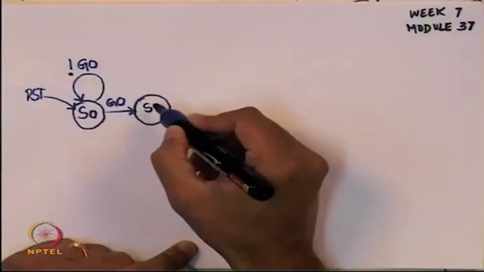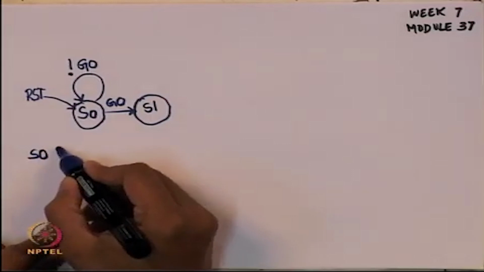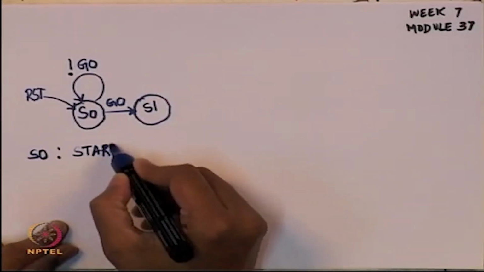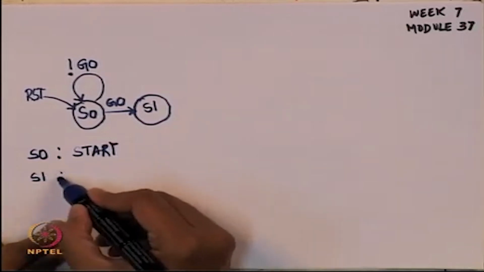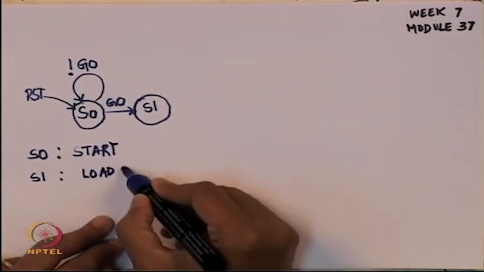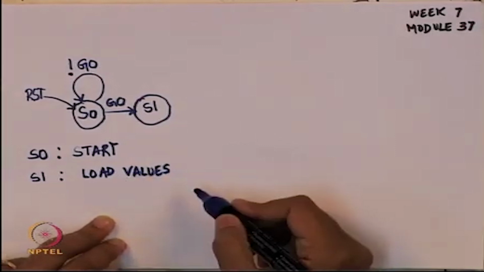So, what I am going to do is I am going to have this state called S1. So, remember, I will just write down what these different states are supposed to be. S0 is the start state. So, this is the beginning. S1 is a state where I am supposed to load the values from the external world.